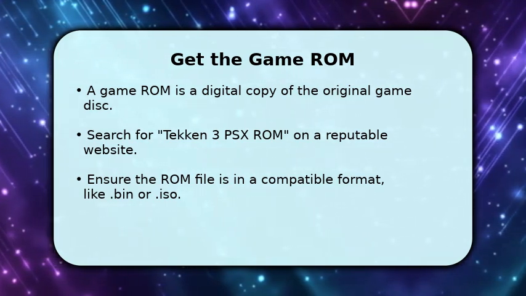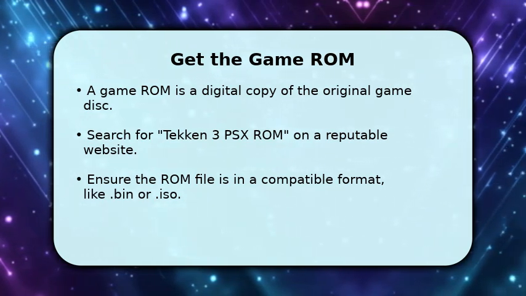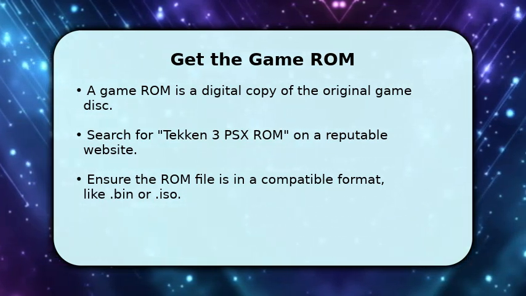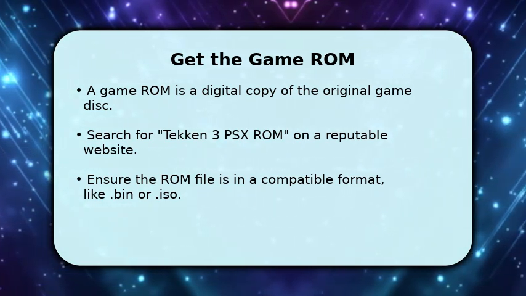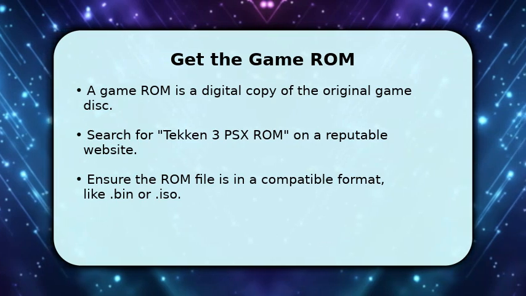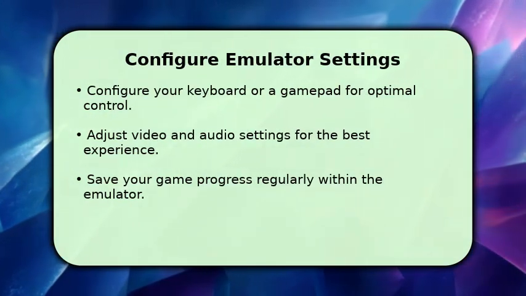Once downloaded, the ROM will likely be in BIN, ISO, or IMG format, often compressed in a zip or RAR archive. Extract the game file to a convenient location on your computer. With the emulator and ROM ready, it's time to configure your settings.